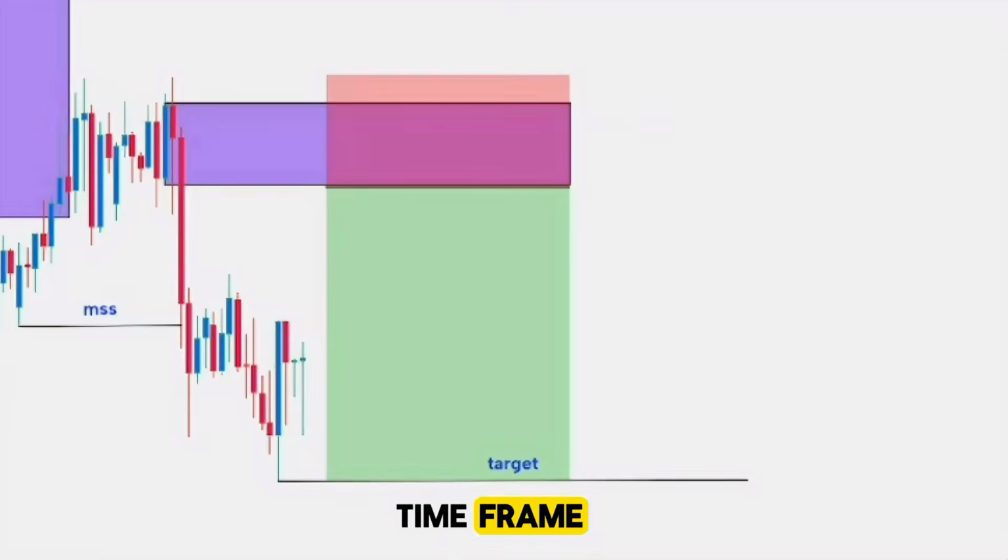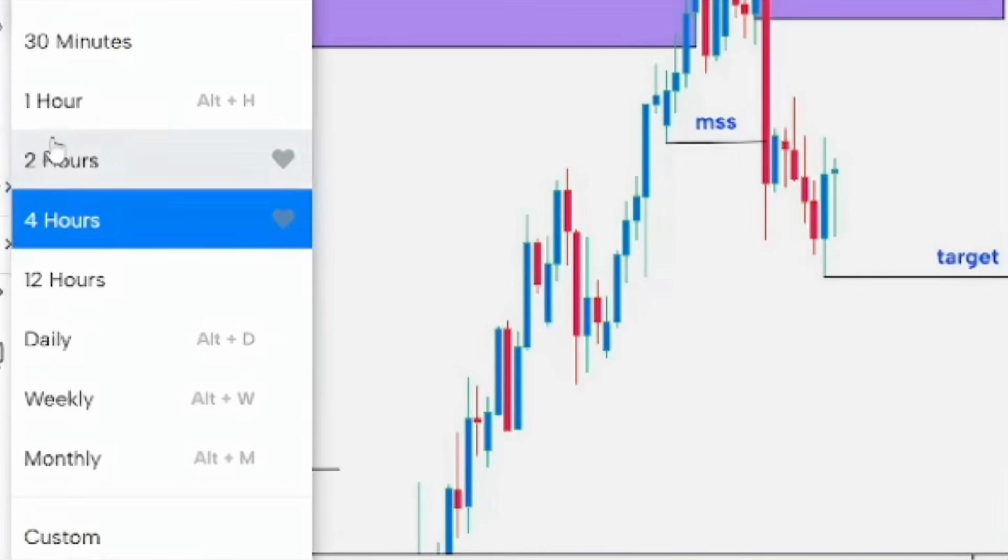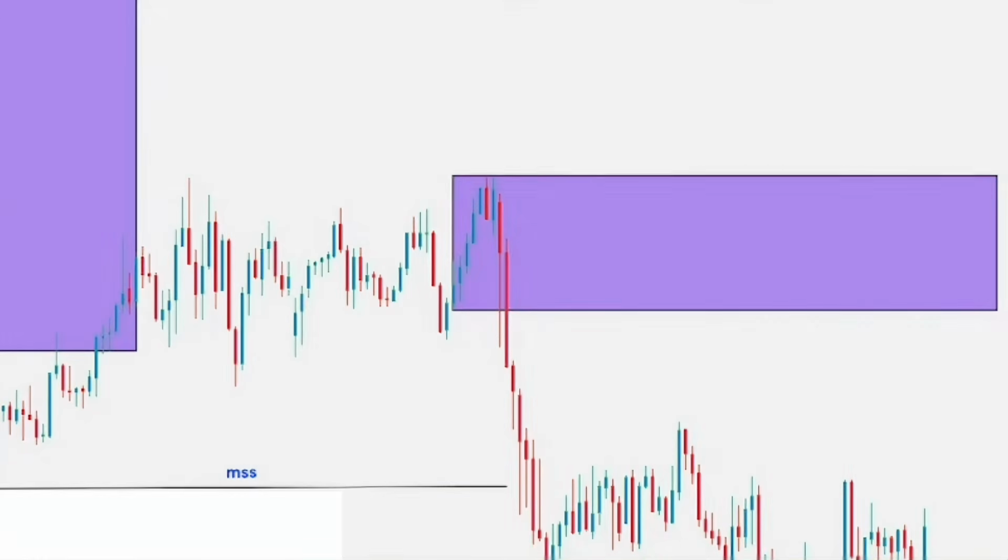Since the 4-hour time frame has already confirmed the trade, I now move down to the 1-hour time frame. Not because I want to change the direction, not because I am looking for another setup, but because I want a more precise entry with a better risk to reward.